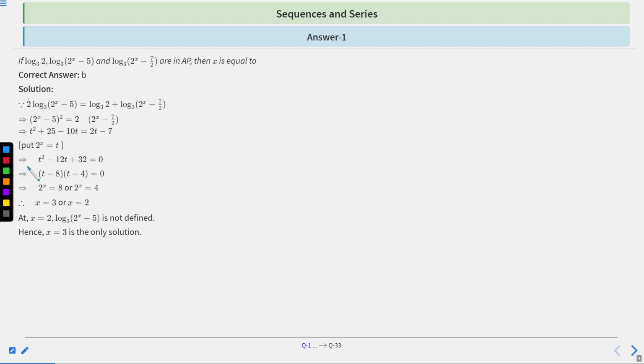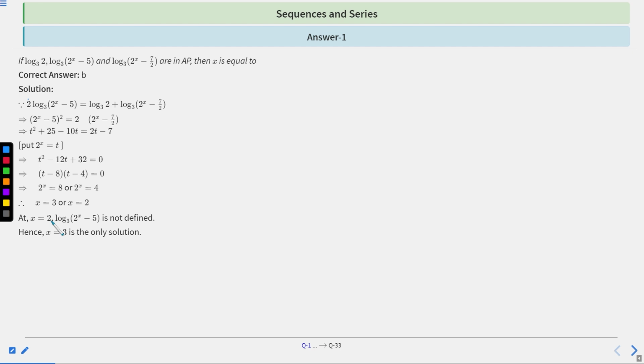So t square plus 25 minus 10t is equal to 2t minus 7. Now t square minus 12t plus 32 equal to 0. So t minus 8 into t minus 4 is equal to 0, so the roots are 8 and 4. Now put 2 to the power x is equal to 8 and 2 to the power x is equal to 4. So x can be 3 or 2.